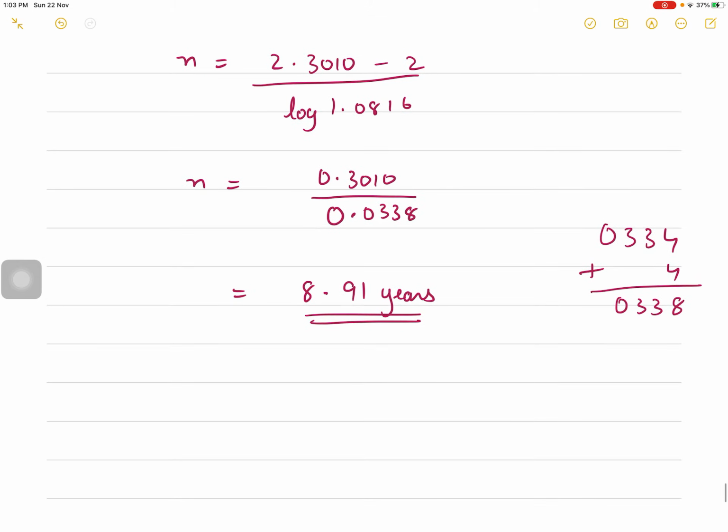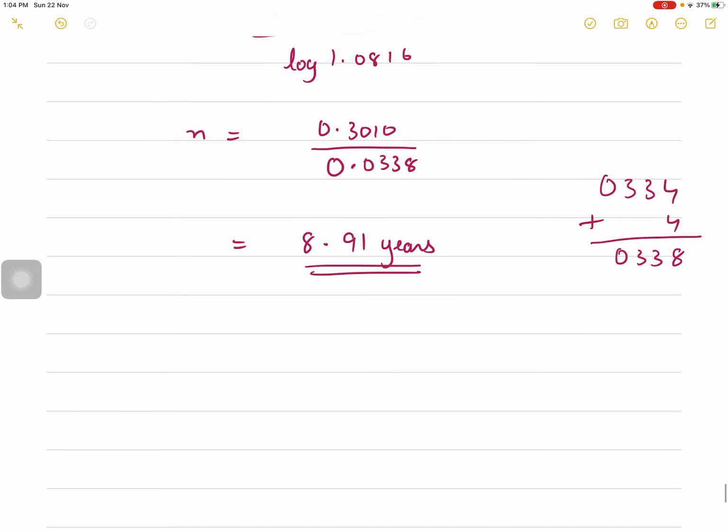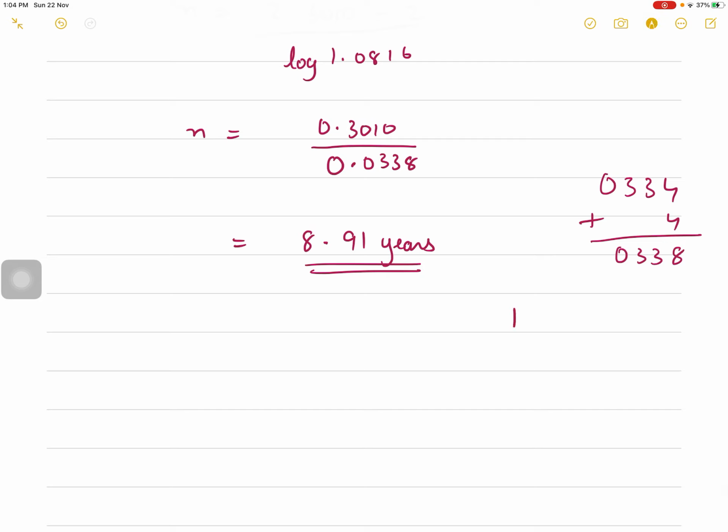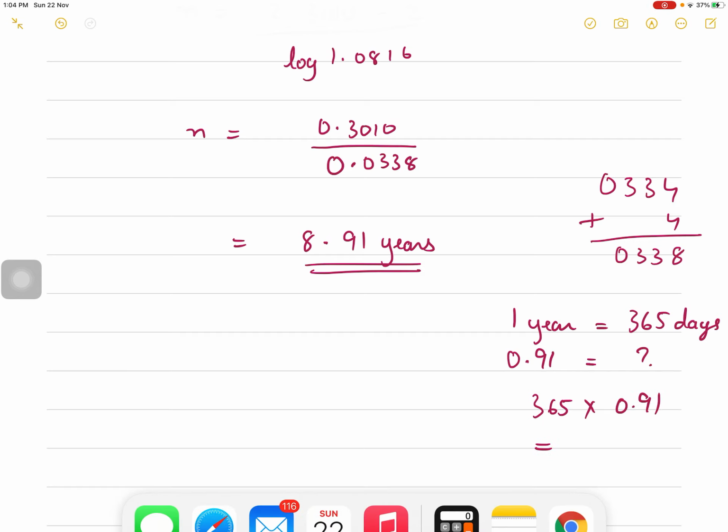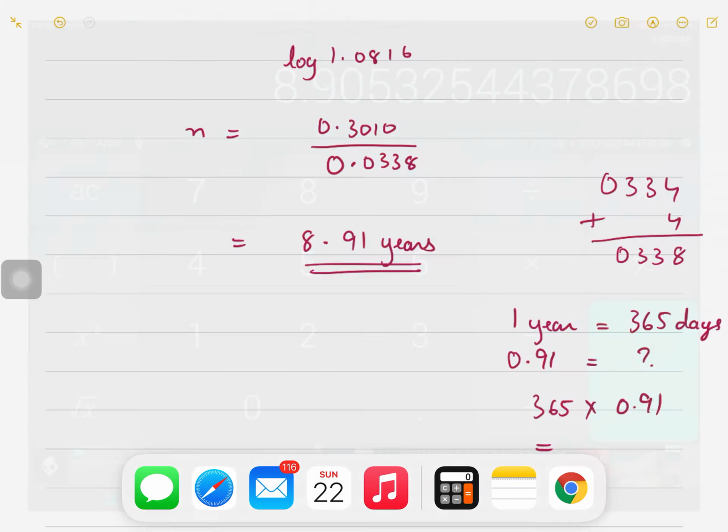Okay, now if you want, you can convert 0.91 years into days also. So how do you convert? If 1 year is equal to 365 days, then 0.91 year is equal to how many days? So what do you do? 365 multiplied by 0.91 divided by 1. So 365 into 0.91.